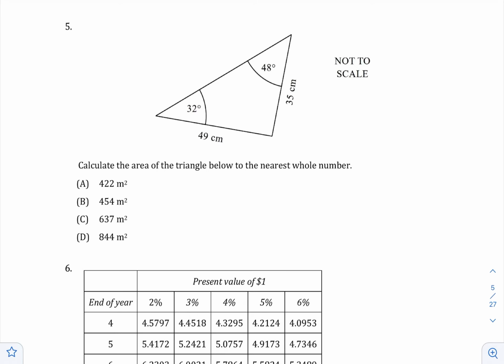Next, we need to calculate the area of the triangle below to the nearest whole number. If we're going to find the area, we need 2 sides plus the angle in between. We have these 2 lengths, but we don't have that angle in between, but we do have 2 other angles in the triangle. So we can do 180 minus those 2 angles, using the angle sum of a triangle. We get 100 degrees.